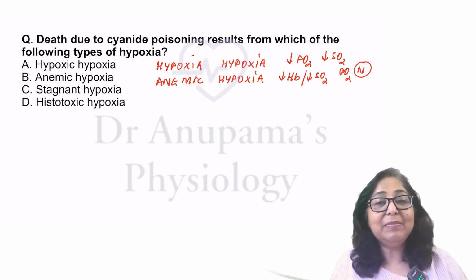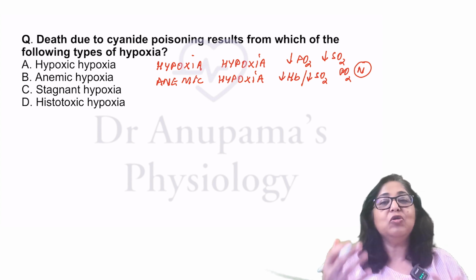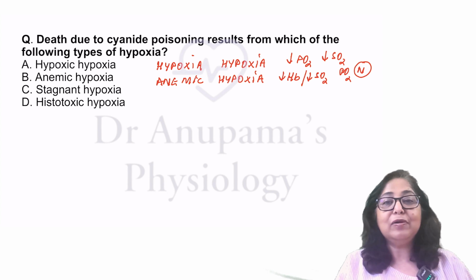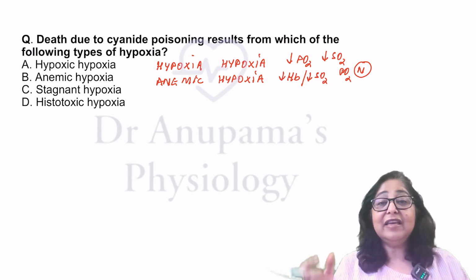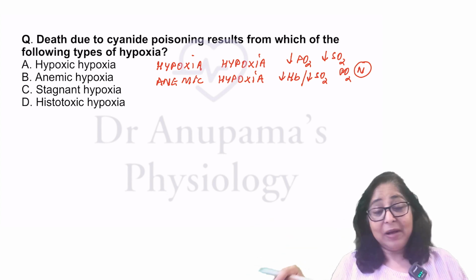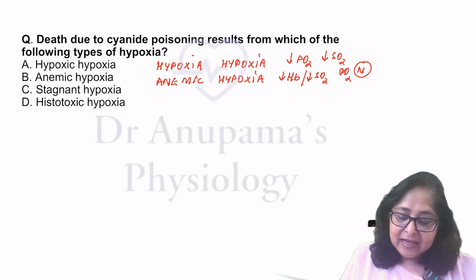What are the examples of anemic hypoxia? Iron deficiency anemia, megaloblastic anemia. Here the hemoglobin is reduced, but PO2 is normal. Another example of anemic hypoxia is carbon monoxide poisoning. Here the hemoglobin is normal, but its saturation is reduced. So again, PO2 will be normal. So this is anemic hypoxia.